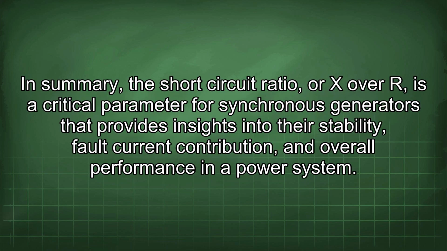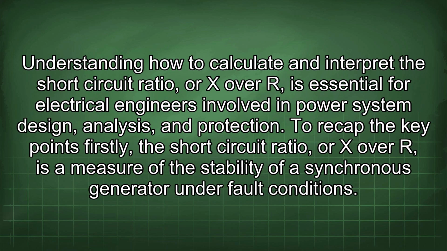In summary, the short circuit ratio, or X over R, is a critical parameter for synchronous generators that provides insights into their stability, fault current contribution, and overall performance in a power system. Understanding how to calculate and interpret the short circuit ratio, or X over R, is essential for electrical engineers involved in power system design, analysis, and protection.